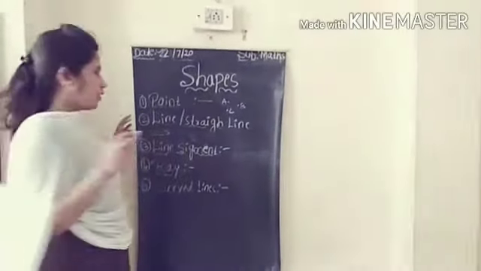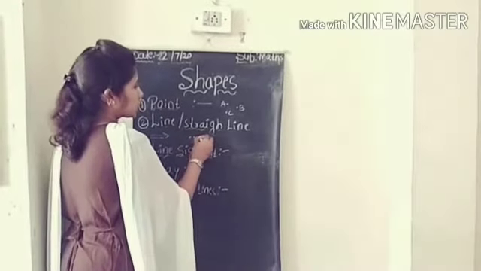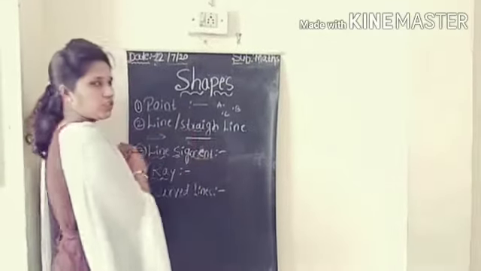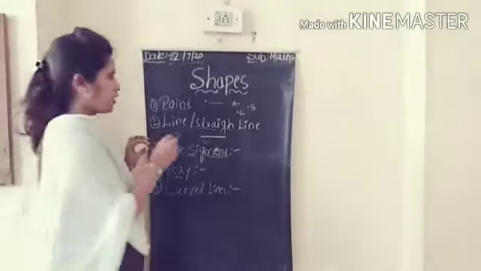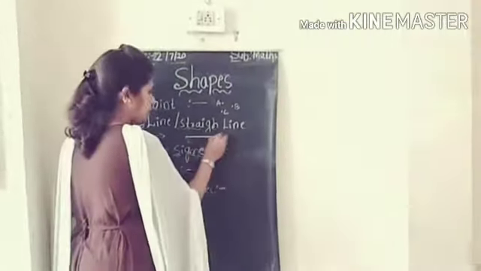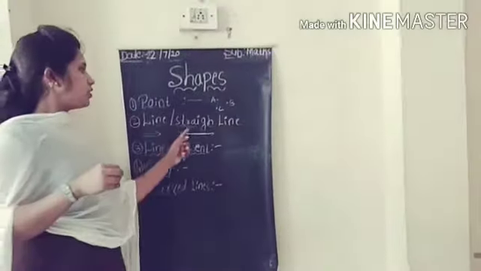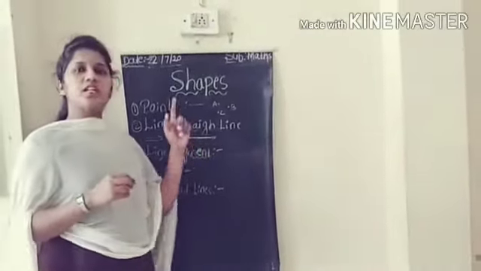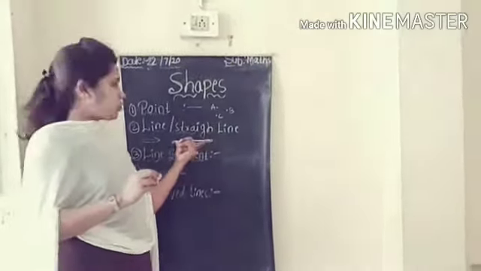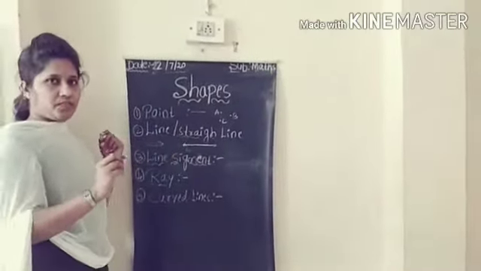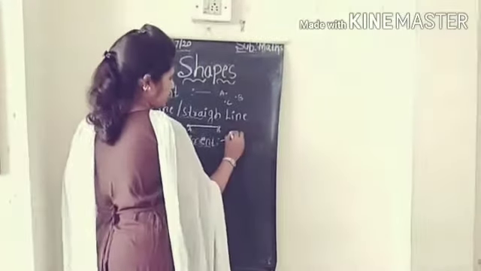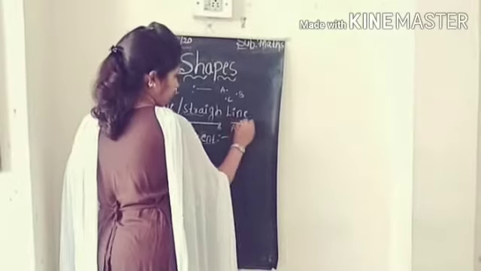Line. What is a line? Many points placed close to each other form a line. It has no thickness or breadth. It has only length, so it is called a one-dimensional figure. A line is a one-dimensional figure. It has no ends. It extends on both sides. Understood? We name A and B. We write it as line AB.